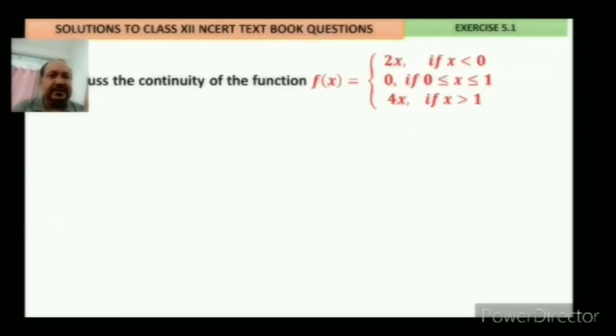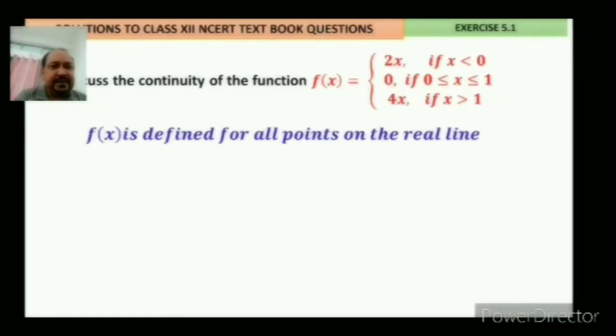Question number 15. Discuss the continuity of a function f of x equal to 2x if x is less than 0, 0 if x is greater than or equal to 0 but less than or equal to 1, 4x if x is greater than 1. F of x is defined for all the points on the real number line.